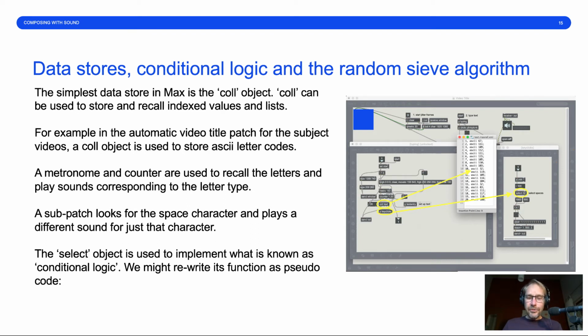We might rewrite its function as pseudocode. If the character equals space, play frequency 1000 Hz, else play frequency 500 Hz. So for every letter character, we hear a click centered at 500 Hz, and for every space, we hear a click centered at 1000 Hz.